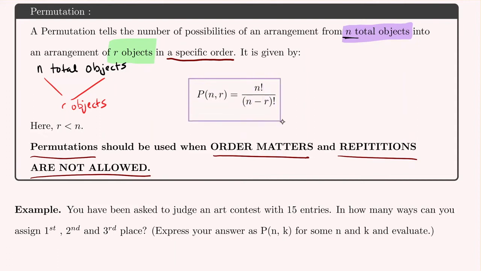So this is an important formula. If you don't have these notes with you, then write this formula down on whatever scratch paper you have, because we will need to reference it in our future examples.